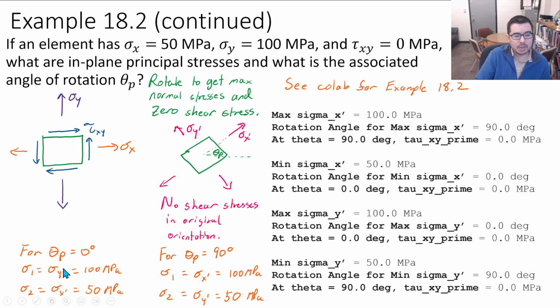If we stayed right where we were, then the maximum is sigma y prime. There's no rotation. Sigma y prime is equal to sigma y when you have 0 degree rotation. And so that's 100 megapascals, as you see here and here. So this example is just to demonstrate that if you're given an element that has no shear stress from the beginning, you don't have to really rotate. But you could still rotate 90 degrees if you want to flip your x's and y's.